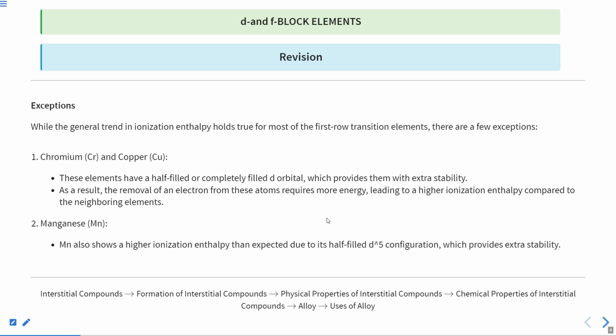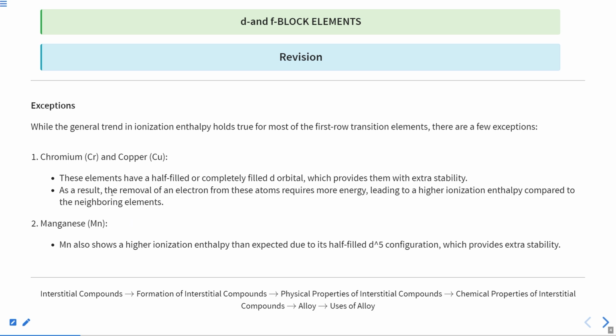Meaning on the left hand side and the right hand side, the increase is quite high. What I'm saying is that as compared to the elements next to them on the left and right, they have a greater ionization enthalpy. Clear? So this is for chromium and copper. We have seen the electronic configuration of copper just now. It is 3d10 4s1, so it has a completely filled d orbital, and that is the reason it has a higher ionization enthalpy. Clear?